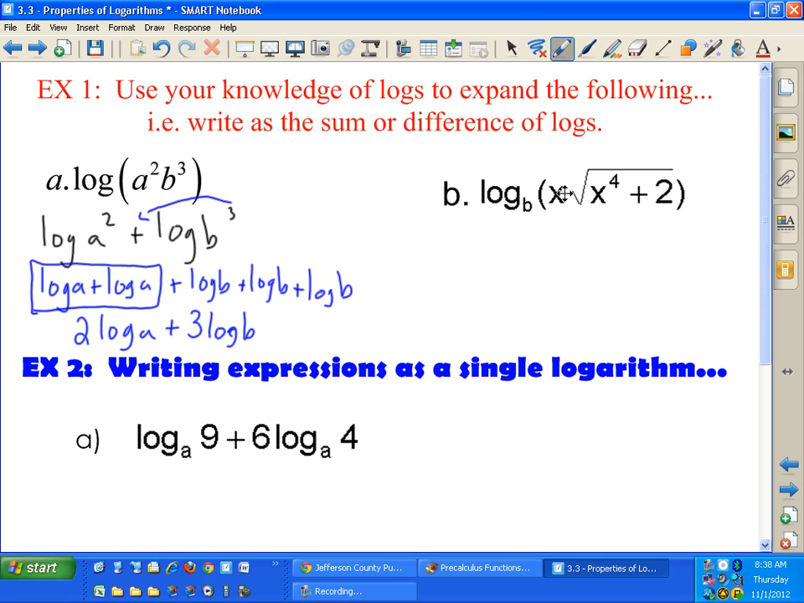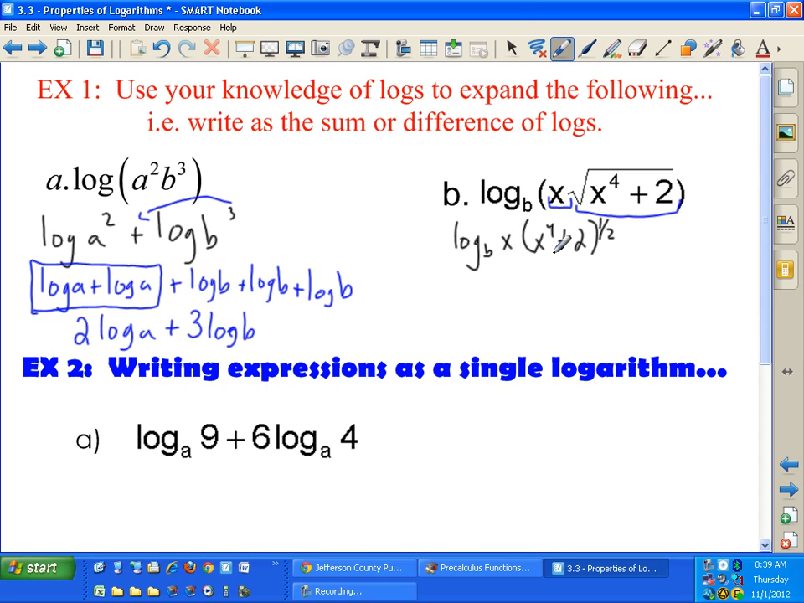Now this guy over here, to expand it, I notice that I'm multiplying x times this square root. And if you remember that square roots are a fractional exponent, I might want to rewrite this before I do anything, before I break it apart, as log base b of x times x to the 4th plus 2 to the 1/2 power. That will help me out if I think back to what's going on over here with powers.